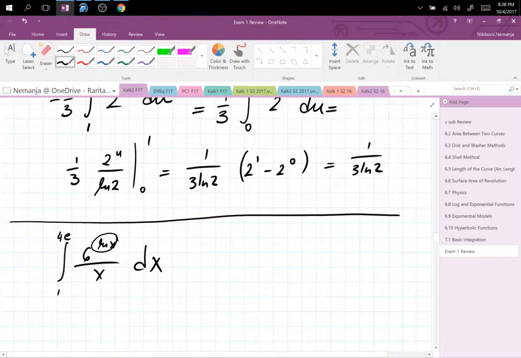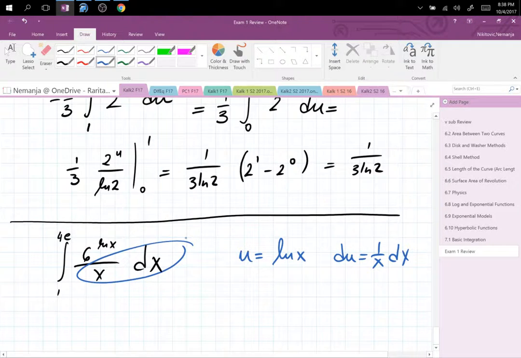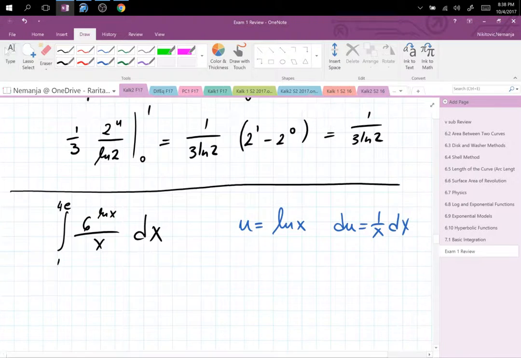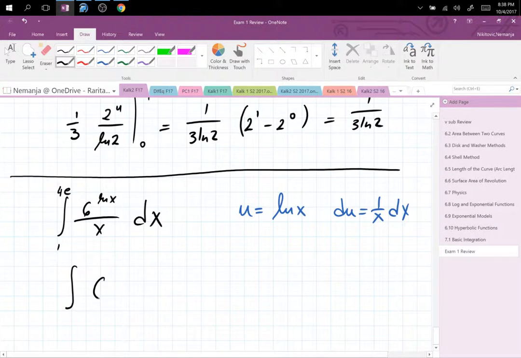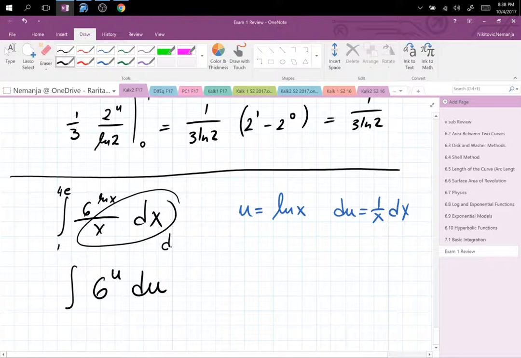I immediately see a function-derivative pair. There is a function ln x and there is 1 over x as its derivative, so we can use u sub, again, calc 1. u is ln x and du is 1 over x dx. Beautiful. So the problem is changed into 6 to the u du. All of this is du, and then ln x is u. So e to the u. Sorry, 6 to the u du.